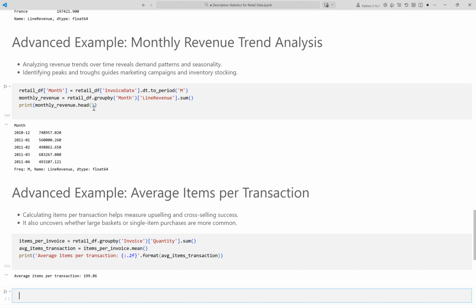This highlights strong upselling or bulk purchasing trends in the dataset, aligning with our goal to understand customer buying behavior through average items per transaction. Are large baskets a desired outcome for your business model?